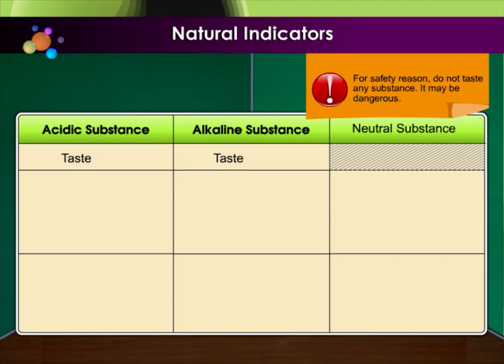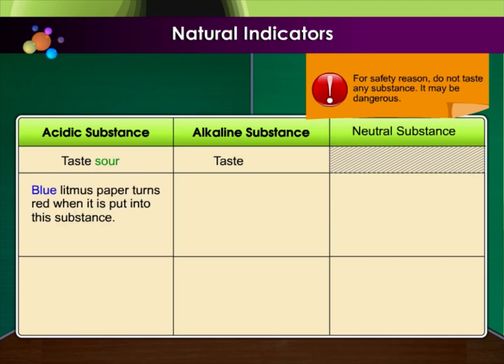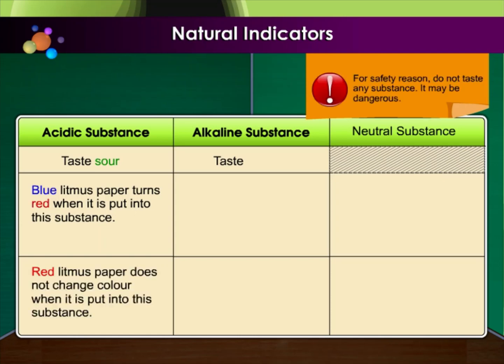Acidic substances usually taste sour. Blue litmus paper turns red when it is put into the acidic substance. Red litmus paper does not change color when it is put into the acidic substance.